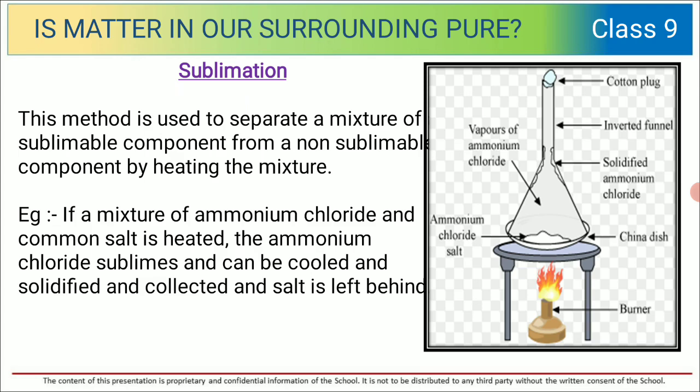Next we are going to talk about sublimation. What is sublimation? In lesson 1 we have discussed it, where we have also studied sublimatory substances. The substances which change from solid to gaseous directly are called sublimatory substances. This method is used to separate a mixture of a sublimable component from a non-sublimable component.